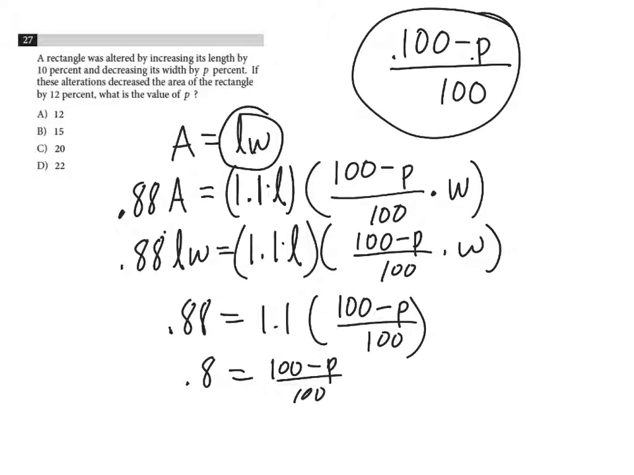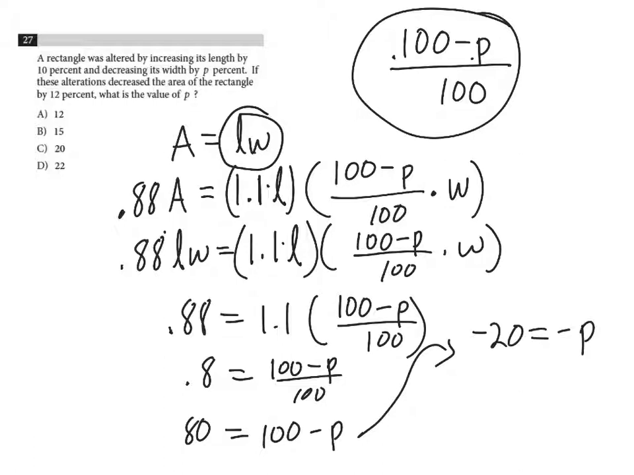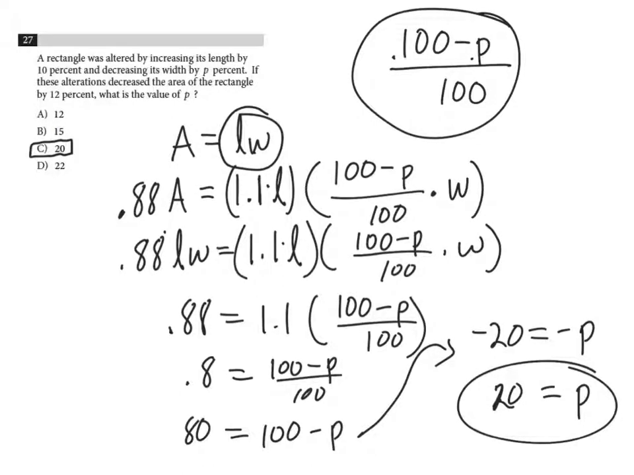Multiply both sides by 100. I'm going to get 80 equals 100 minus p, and then I'm going to subtract 100 from both sides. Negative 20 equals negative p. Multiply both sides by negative 1. 20 equals p. So C will be our answer.